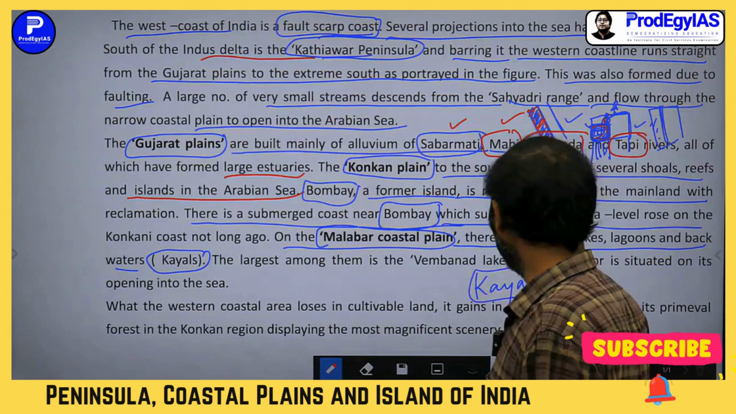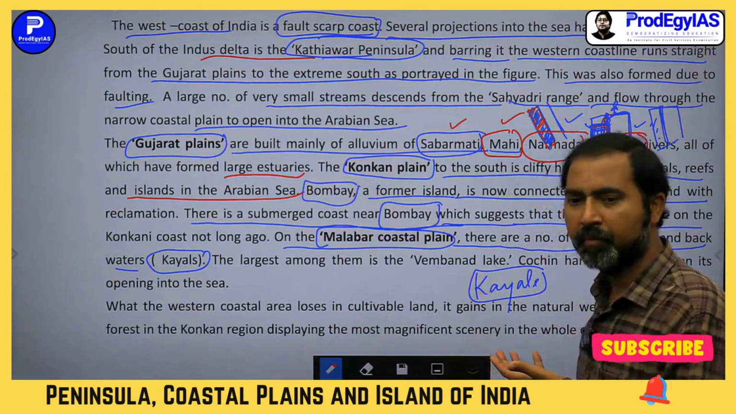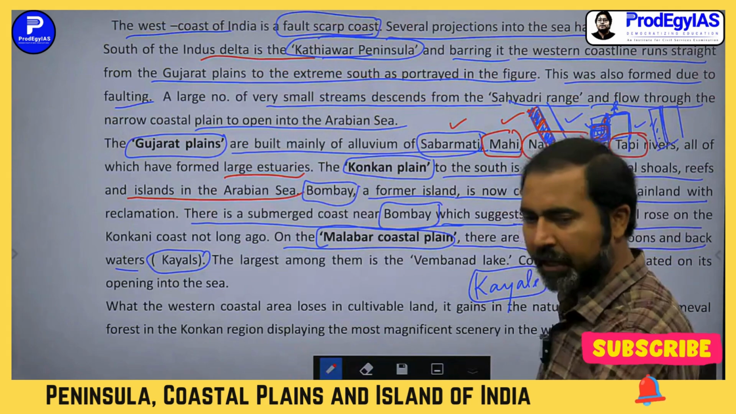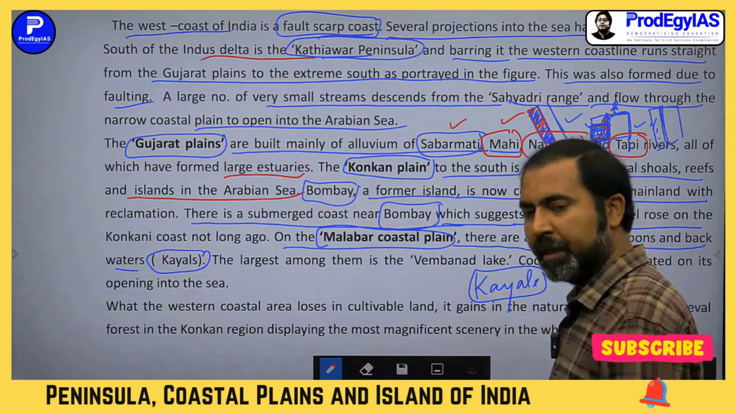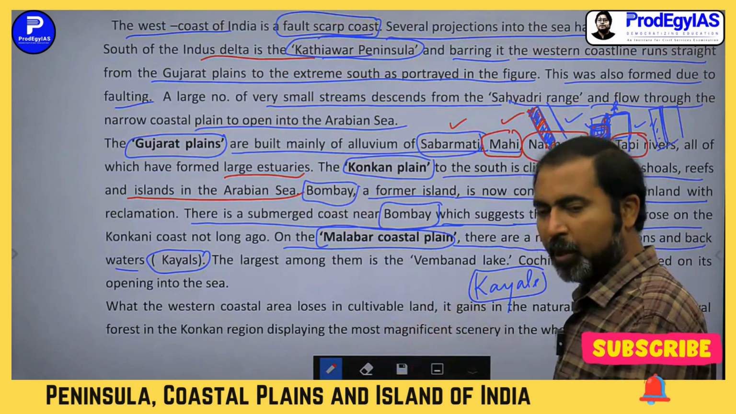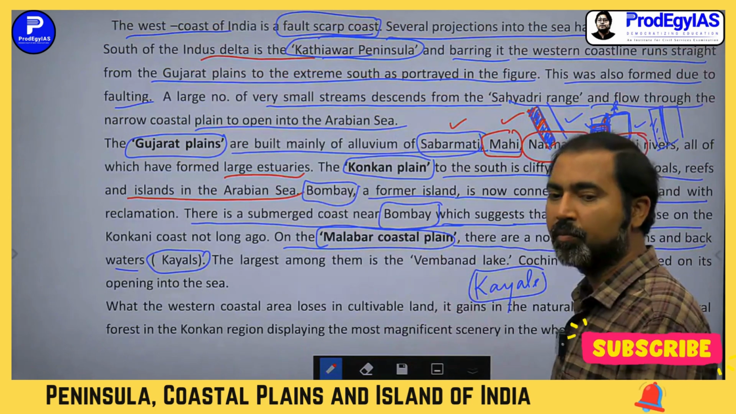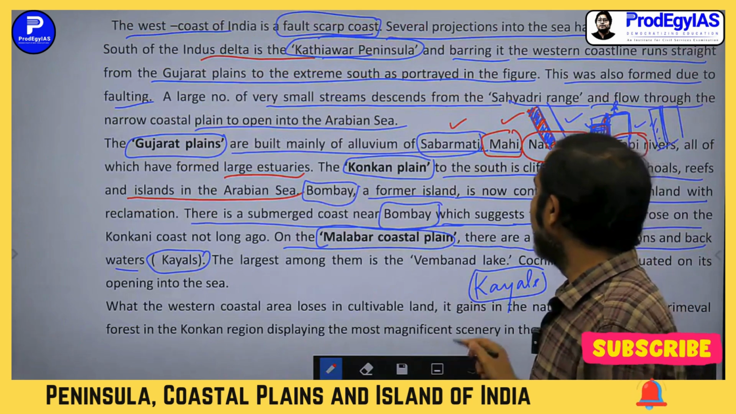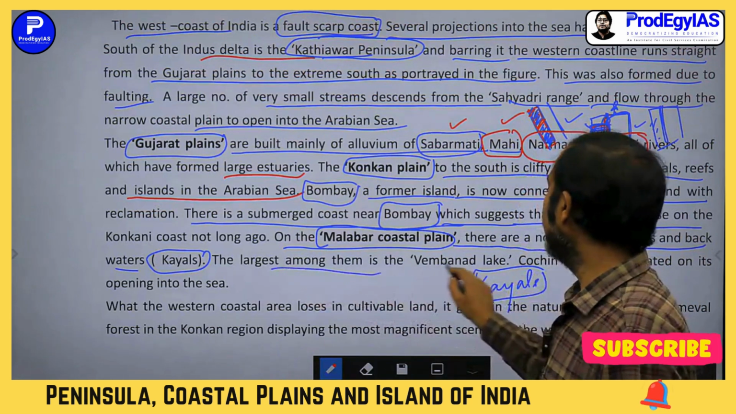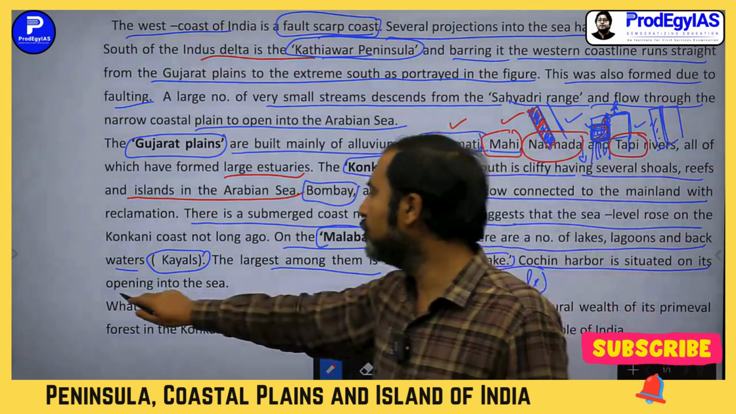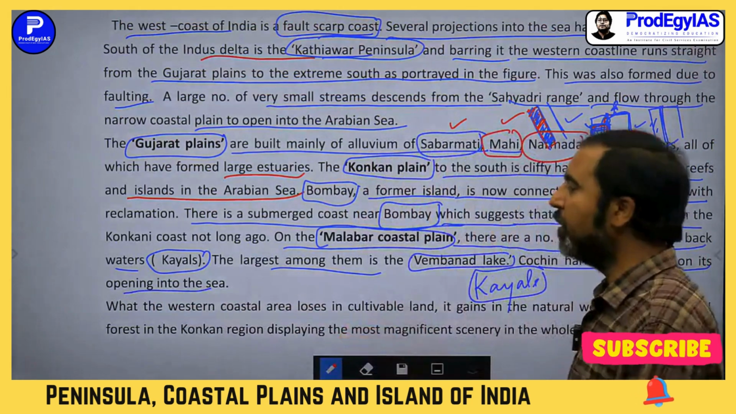Actually, the saline waters of mangroves are found there, and the saline water of the seaside comes back towards the land, because those areas are below sea level. So that is known as the kayals or backwaters. The largest among them is the Vembanad Lake. Cochin Harbour is situated on its opening into the sea, just on the tip of the Vembanad Lake, right?